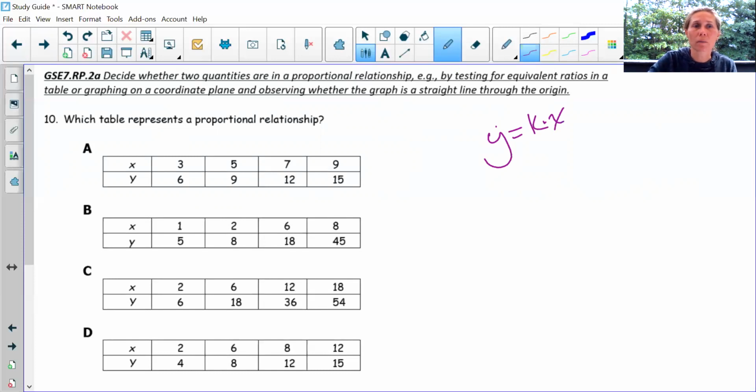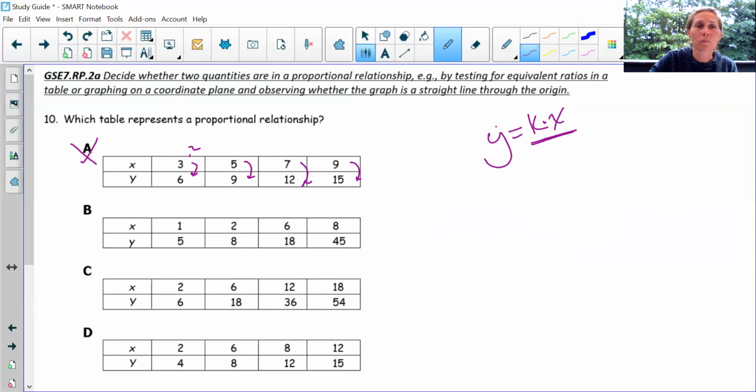So let's look at letter A. 3 to 6, that's times 2. Well, is that going to work for 5 to 9, 7 to 12, 9 to 15? No, that's not in the form Y equals KX. So therefore, this A is out. It is not being multiplied consistently by the same number.